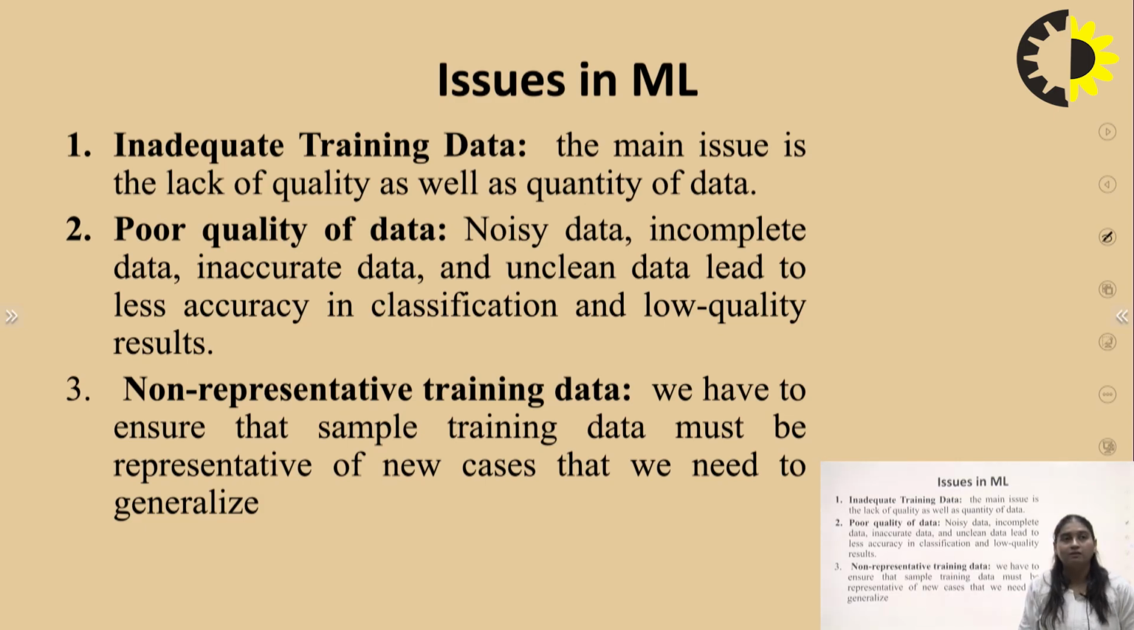So we are done with the genetic algorithm. Next topic is issues in machine learning. There can be many issues. You can frame your own answer on this. First is related to data.